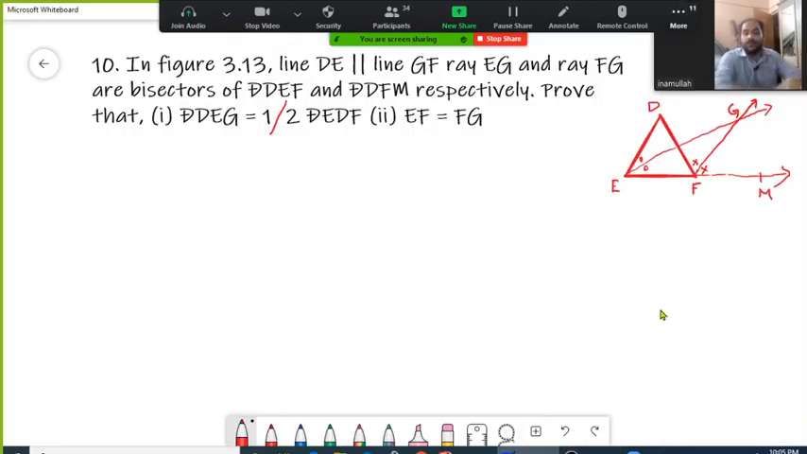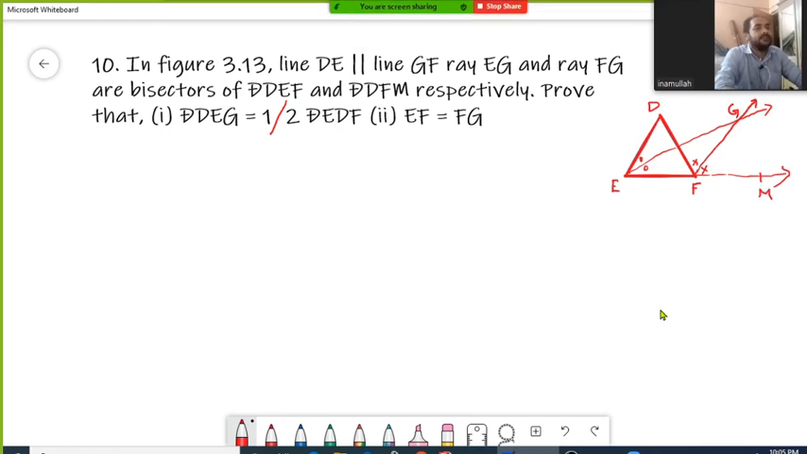This is question number 10 from exercise number 3.1, where the question says, in the figure, this is the given figure, line DE is parallel with line GF. So this is line DE which is parallel with GF. This is line GF. These two lines are parallel.